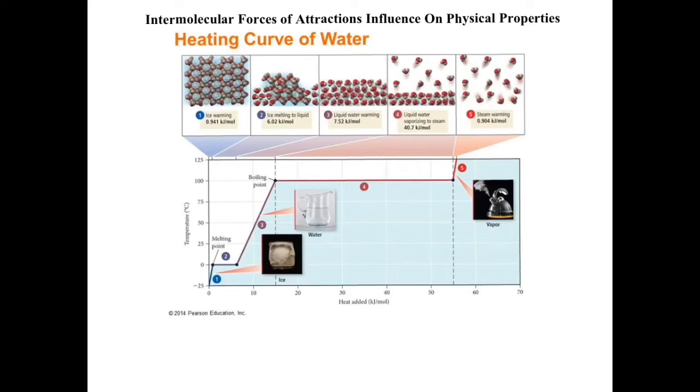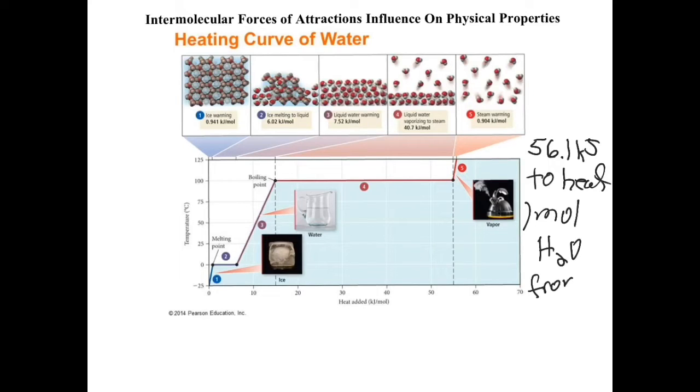And then if you want to know the total amount, you would add these together, and we would learn that it would take 56.1 kilojoules to heat 1 mole of water, or ice, or whatever you want to say, from minus 25 degrees to 125 degrees Celsius. So this is degrees Celsius. So that's what it would take.